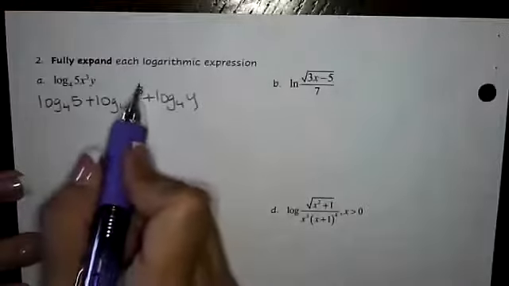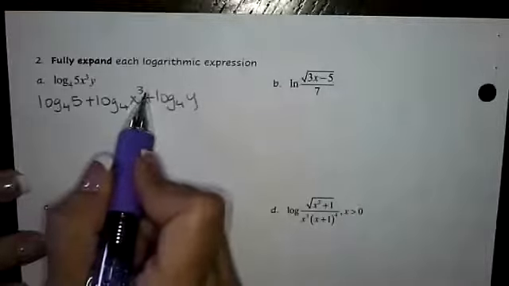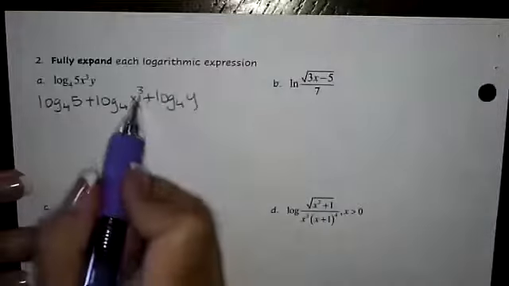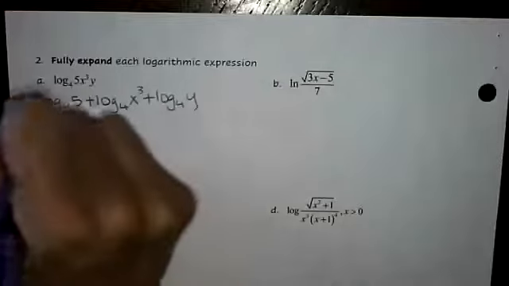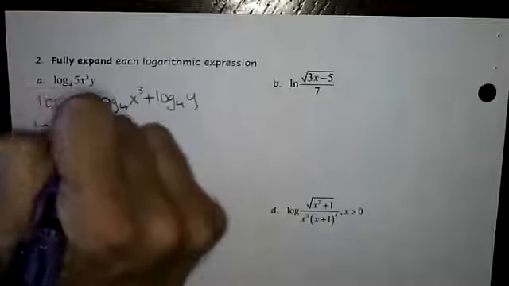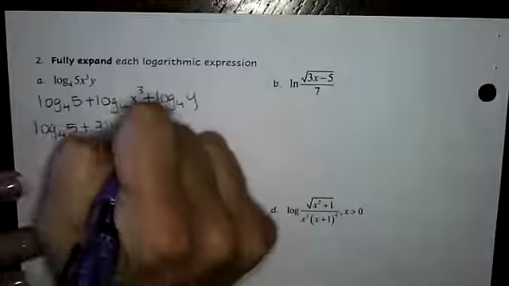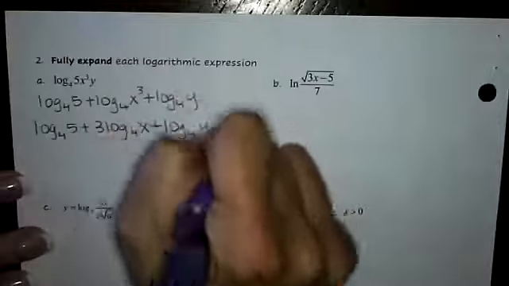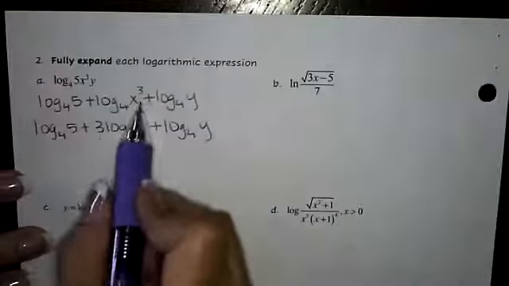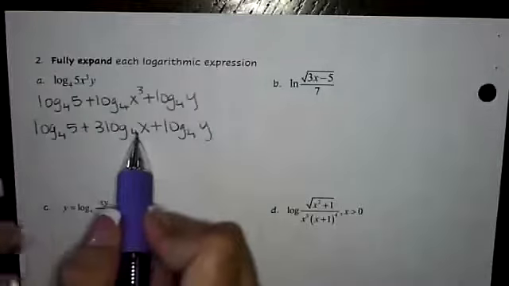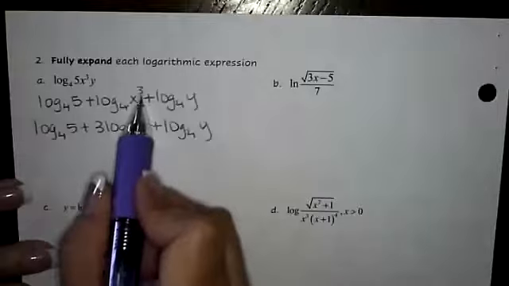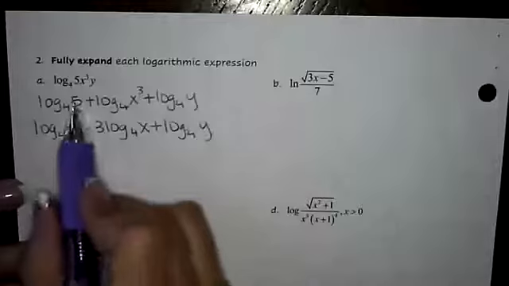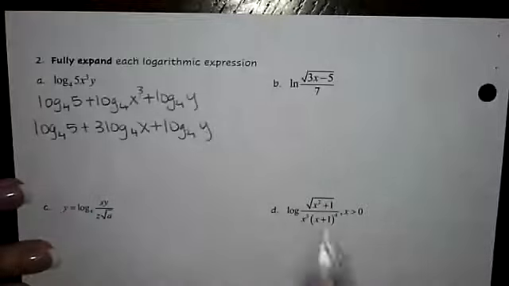I can continue to expand because this has an exponent. So when we fully expand, we would not want an exponent there. So the 3 would become the coefficient here. So we get log base 4 of 5 plus 3 log base 4 of x plus log base 4 of y. Notice that the 3 is only on the one with the log base 4 of x. That's because the 3 was only on the x. We don't want to have a 3 on these because they didn't have that exponent.